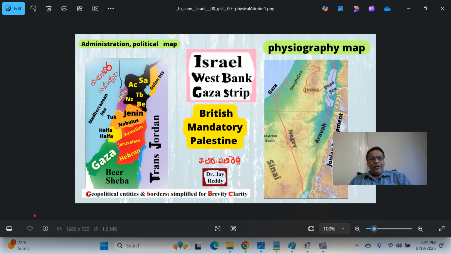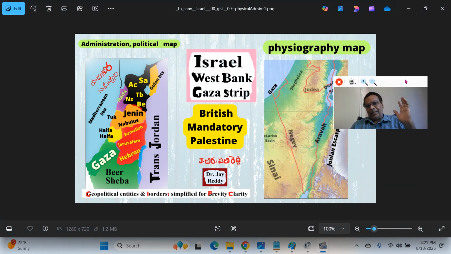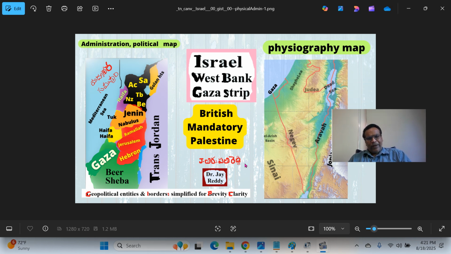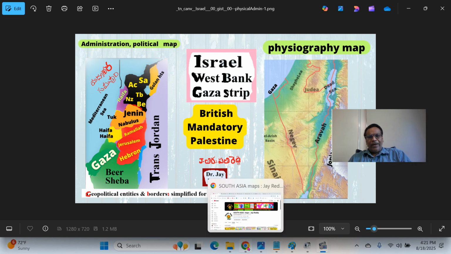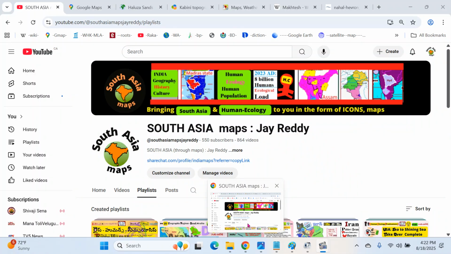This is a physiographic perspective compared to a two-dimensional administrative political perspective. In a physiographic perspective, you will see the physical orientation of the land, like mountains, oceans, water bodies, and so on. You get a deeper understanding of a land or region, of Bhumata, Mother Earth.